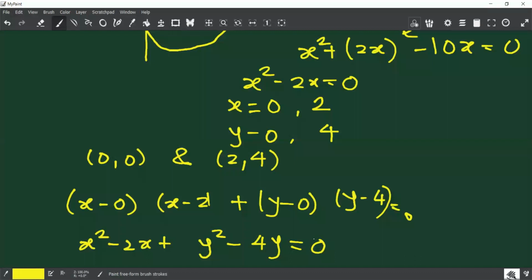See what happens when you're solving it by the MCQ method and when you're solving subjectively, you have to follow a particular method only. Whenever you're getting the points of intersection, you have to solve them simultaneously. Otherwise, the radical axis would be very easy to solve. You got it?